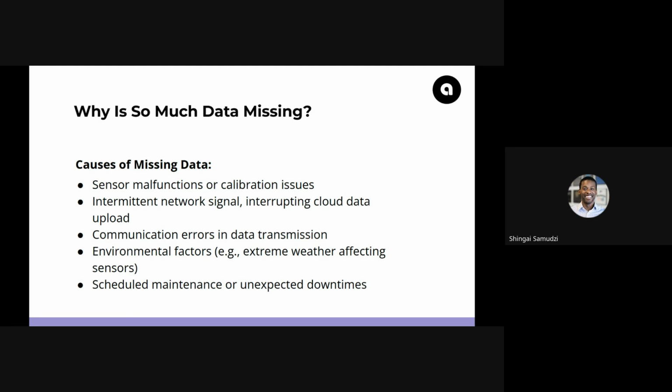Third is that you may have issues in your data transmission. This has more to do with the actual network protocols that are used for transmission of data. So if there are issues with the cable setup, et cetera, then you may have packet loss that is due purely to protocol errors. You also have environmental factors, where extreme weather impacts the sensors and their ability to function properly. And then you also have either scheduled maintenance or unexpected downtimes.